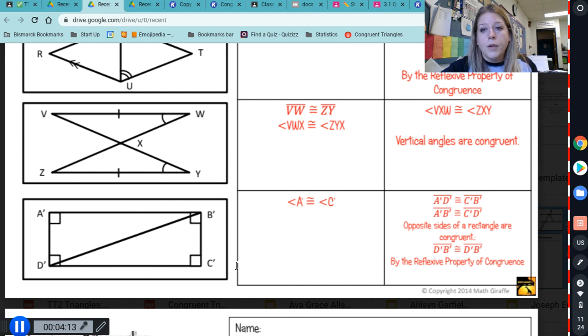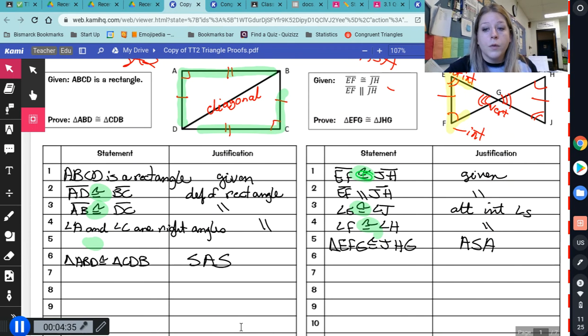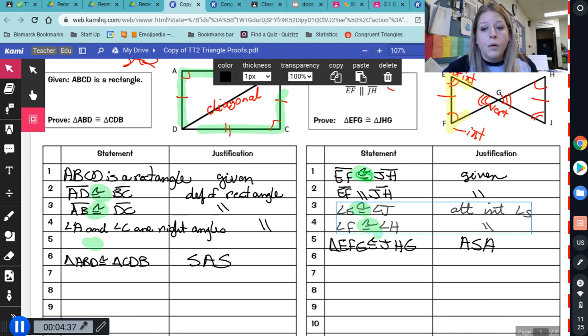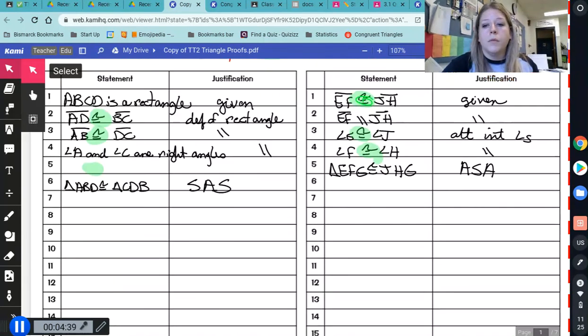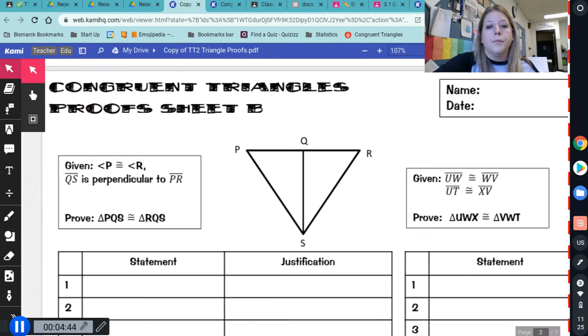Okay, once you've gotten those corrected, we're going to go into the proofs, and we're going to do 2 of those proofs today. Two proofs we finished yesterday, so those notes are on a different video. We're going to scroll down and do this one here on the left.